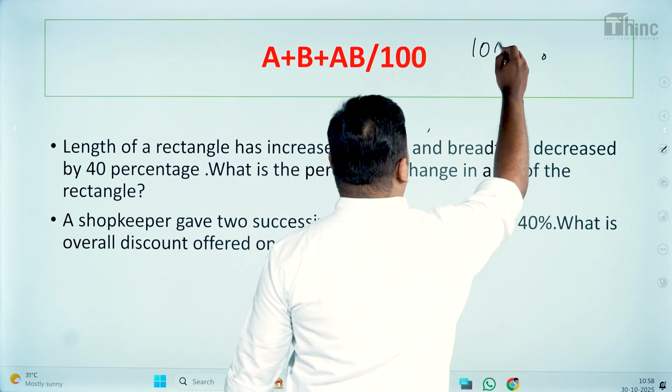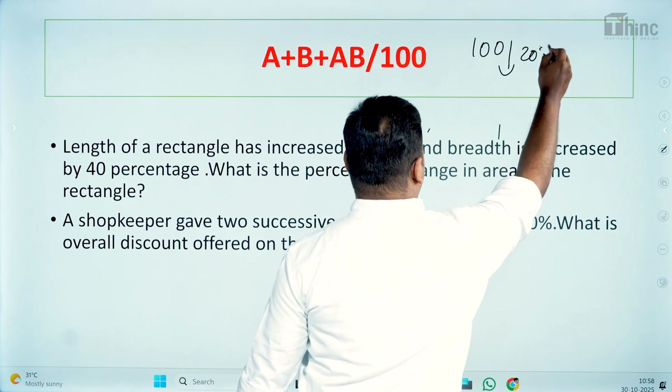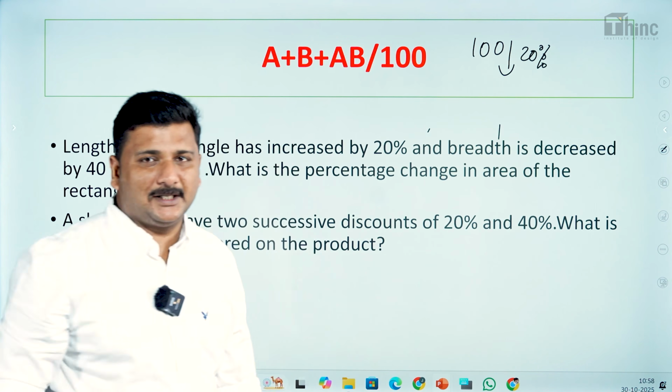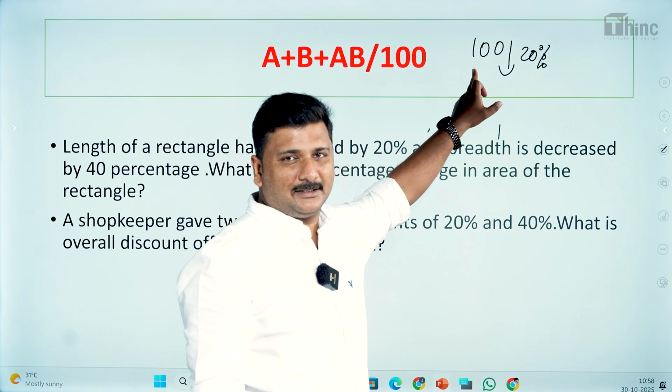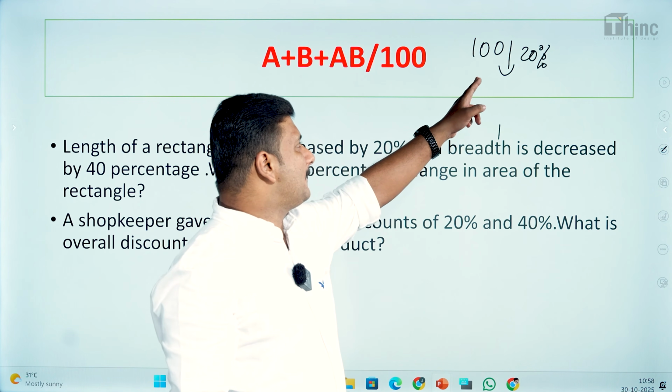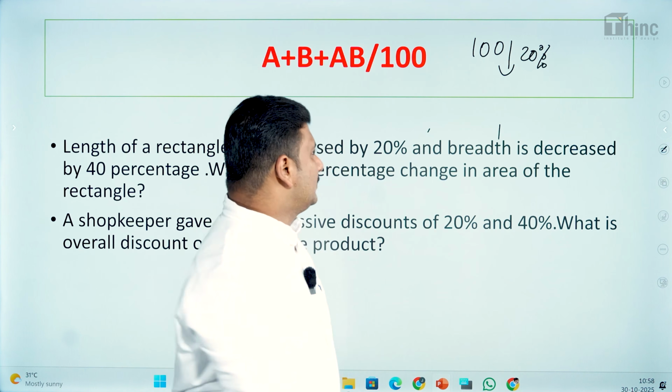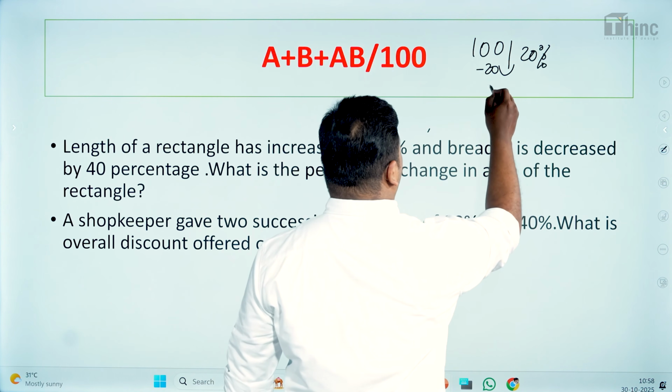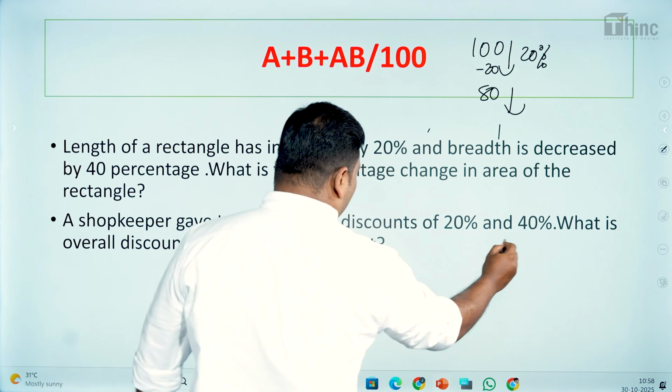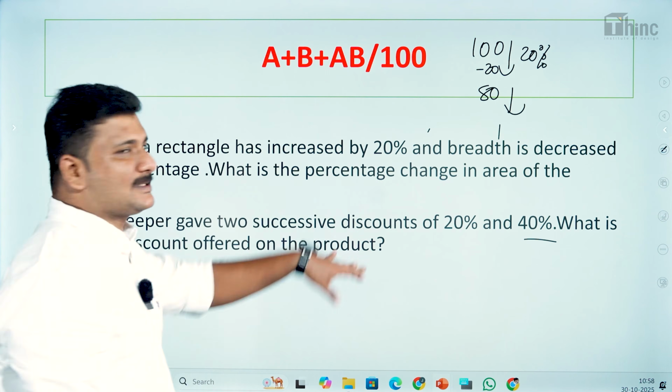So what is the shopkeeper doing? The shopkeeper is giving a 20% discount first. So what is 20% of 100? 10% of 100 is 10, right? So 20% of 100 will be 20. So this is reduced by 20. So it becomes 80.